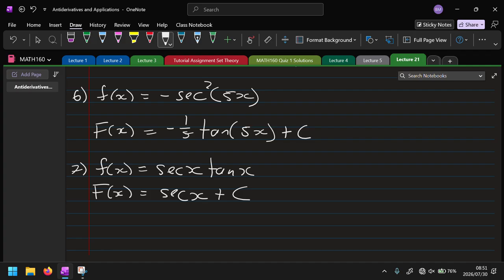Right, those you just need to learn. But if you've already learned the derivative table, the antiderivative table is just looking the other way. So instead of left column to right column, it's right column to left column. Okay.